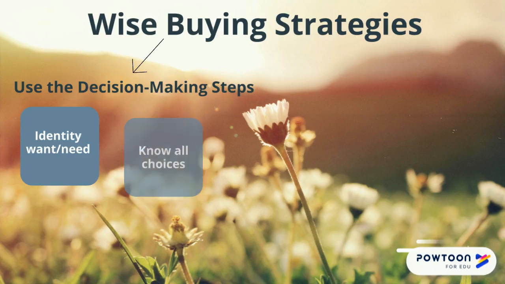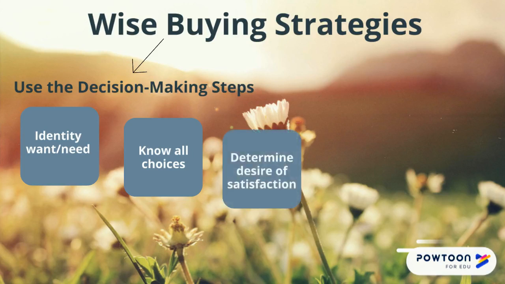Step 2 is knowing the choices available. These choices include price, quality, location, variety, reputation, and other factors that you might want to take into consideration. Number 3 is to determine your desired satisfaction. You should develop answers to questions such as how much do I want to pay, the level of quality, and how long you're willing to wait for the item to arrive.